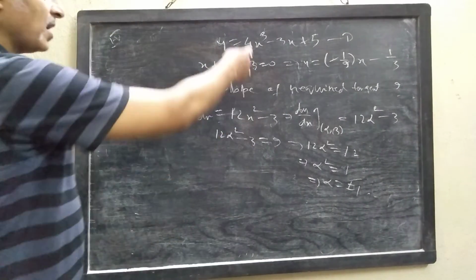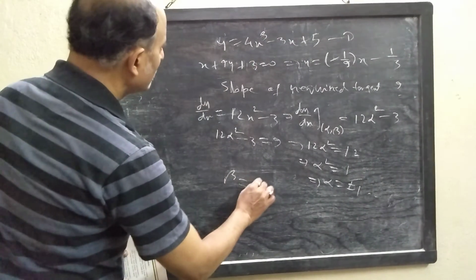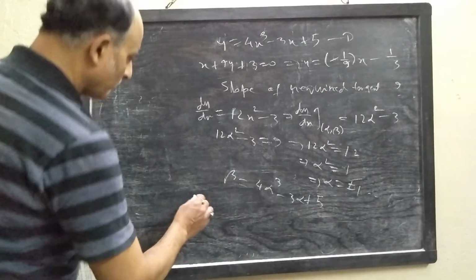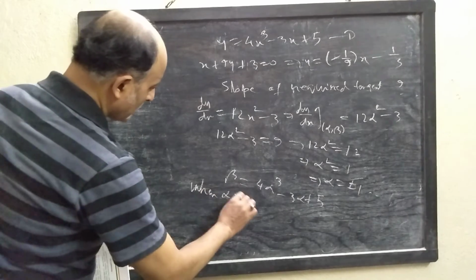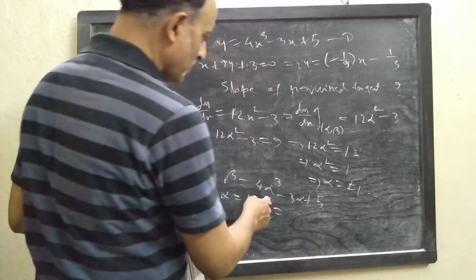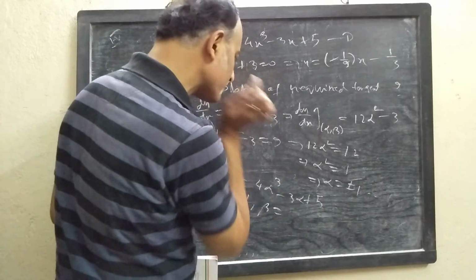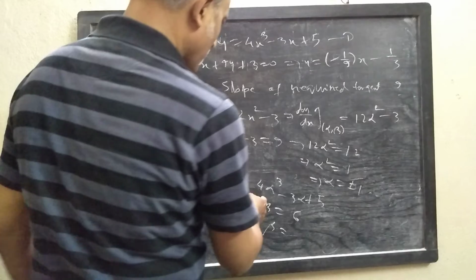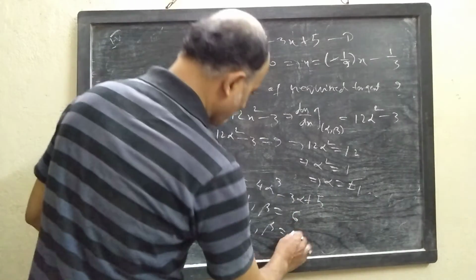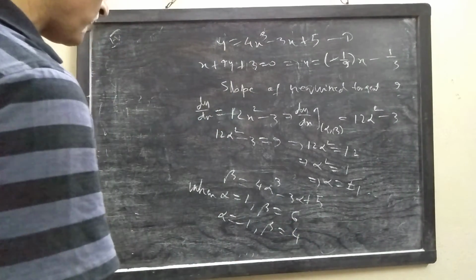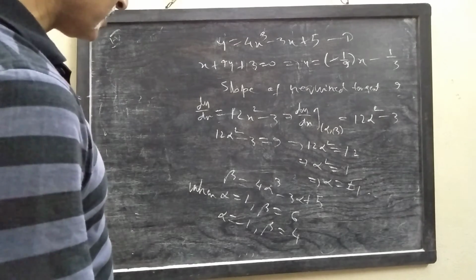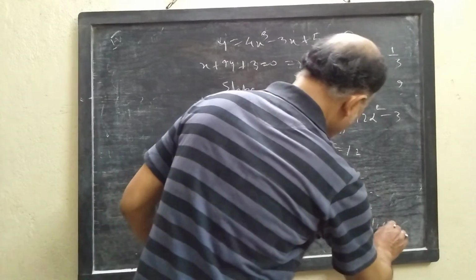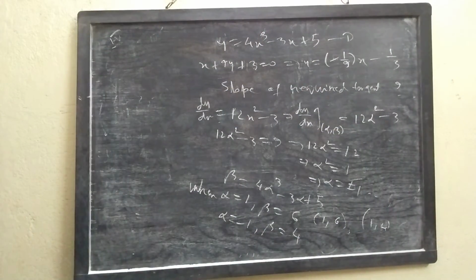Now, as alpha beta lies on the given curve, beta equals 4 alpha cubed minus 3 alpha plus 5. When alpha equals plus 1, beta will be 4 minus 3 plus 5, which is 6. And when alpha equals minus 1, beta will be minus 4 plus 3 plus 5, which is 4. So the points of contact on the curve are (1, 6) and (-1, 4).